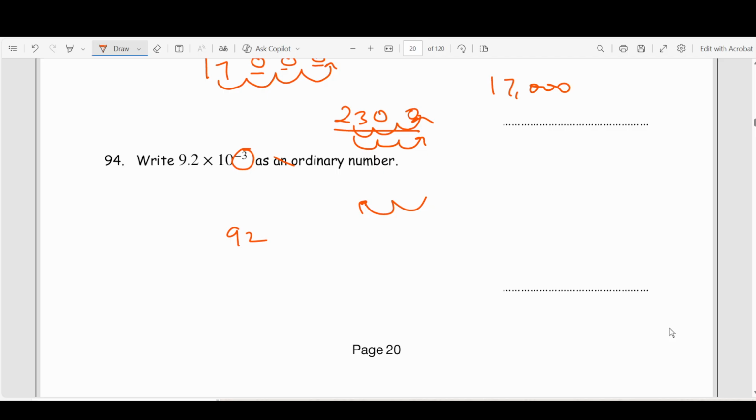So move the decimal 3 places: 1, 2 and 3. Fill these with zeros. Here the number starts with a decimal, so put a 0 at the start. So the answer is 0.0092. So when the power is negative, move towards the left. When the power is positive, move towards the right. Clear?